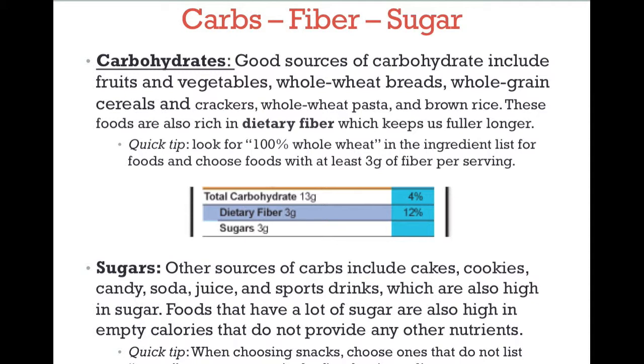As far as sugars, other sources of carbs include cakes, cookies, candy, soda, juice, and sports drinks, which are usually really high in sugar. Foods that have a lot of sugar tend to also be high in empty calories and do not provide much of any other nutrients. When choosing snacks, choose ones that are listed as low in sugar or do not have a sweetener in the first few ingredients on the list.